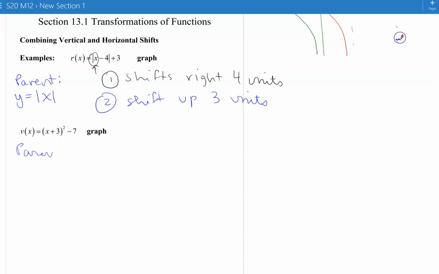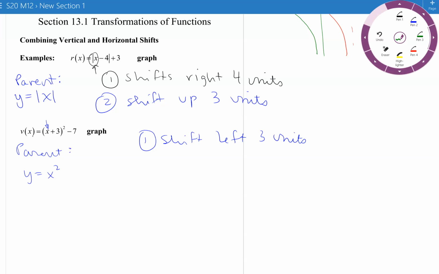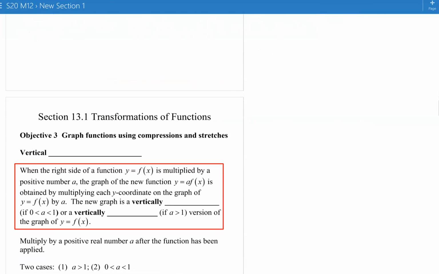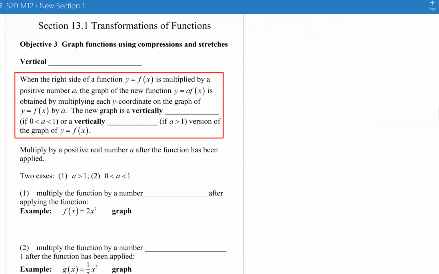So you would know what graph it is that you are applying transformations to. So in this next example, the parent graph is x squared. And focus in on the x and say the first thing that's happening to x is 3 is being added. So that's going to shift left 3 units. And then after the squaring happens, there's a minus 7. So that's going to shift the graph down 7 units. Okay, so that's our reflections and vertical and horizontal shifts.